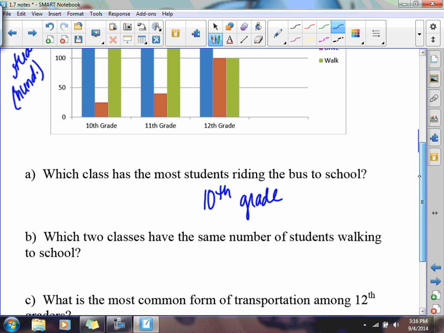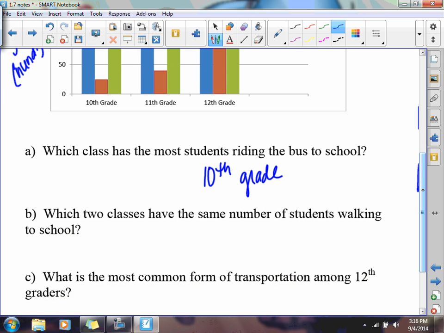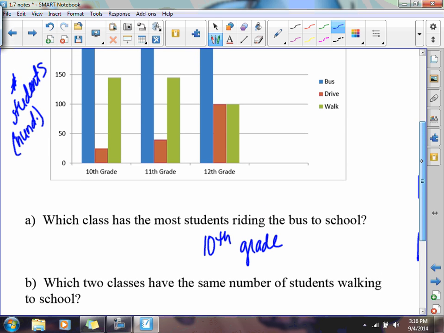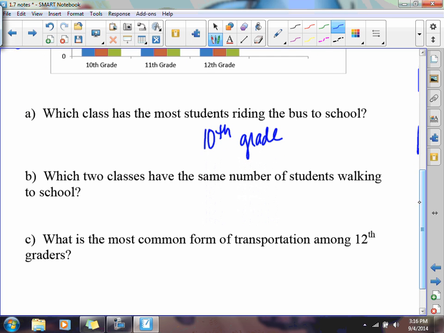Question B says, which two classes have the same number of students walking to school? So the green is the code for walking. So we're going to look at these green bars. And the two that are the same are the 10th grade and the 11th grade. So that means there's the same amount of sophomores and juniors that are walking to school.